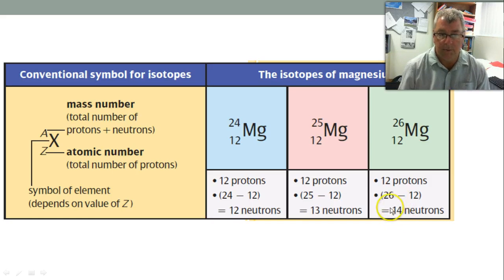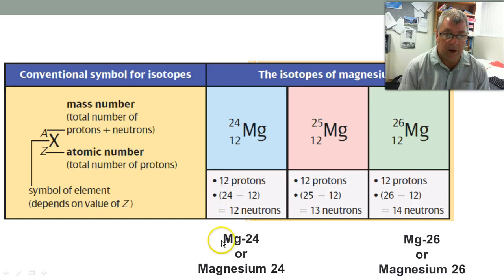And how do we know the number of neutrons is changing? Well, the mass is changing, and if we subtract the atomic number from the mass number, we get the number of neutrons. So these are the 3 isotopes. Magnesium has more isotopes of itself, all having a different mass.